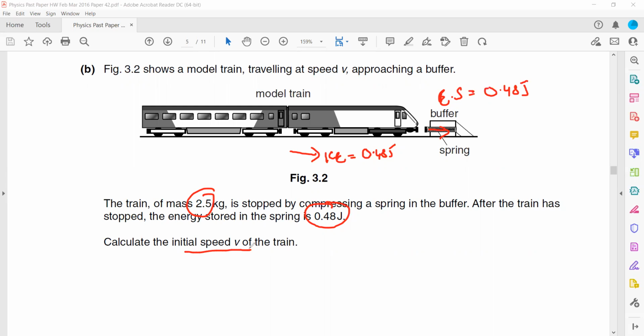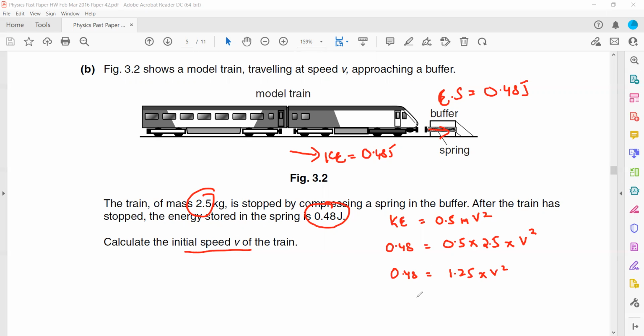And then we need an initial speed. So if we know the kinetic energy, how do we get the speed? The formula is kinetic energy equals half m v squared. That's a formula which relates the mass, speed and kinetic energy. The kinetic energy is 0.48, equals 0.5 times the mass of the model train, which is 2.5 kg, times v squared. 0.5 multiplied by 2.5 will be 1.25. So 0.48 equals 1.25 times v squared.